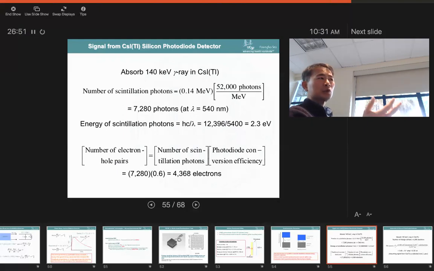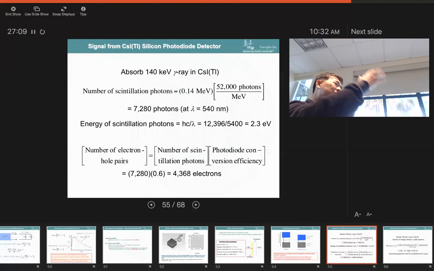The equation I'm not showing here: do you remember that the energy of a photon is h times nu, right? Remember that the frequency, nu, equals c over lambda for light, because the speed of light is frequency times wavelength.